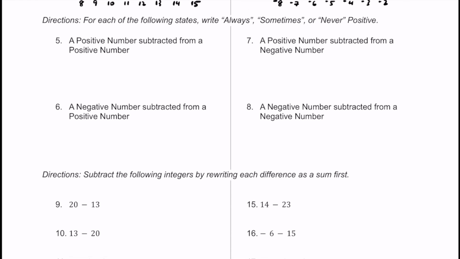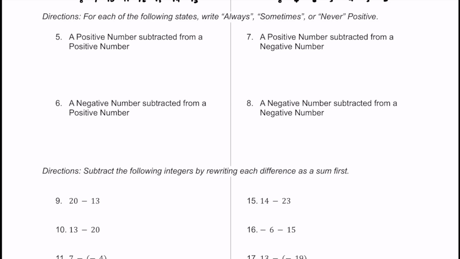For number 5, 6, 7, and 8, we're going to be either writing always, sometimes, or never in terms of whether the answers to these statements would be a positive number or not. For number 5, it says a positive number subtracted from a positive number. This is going to be sometimes positive, okay? So we can go ahead and write sometimes positive in here.